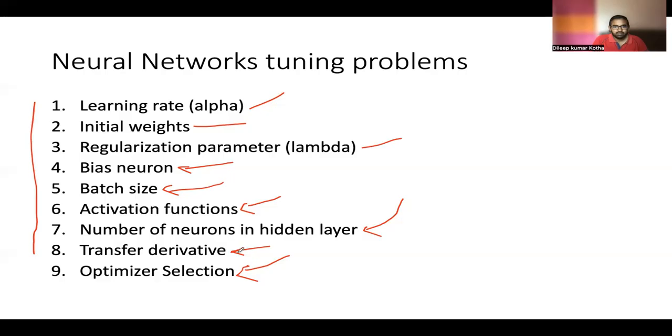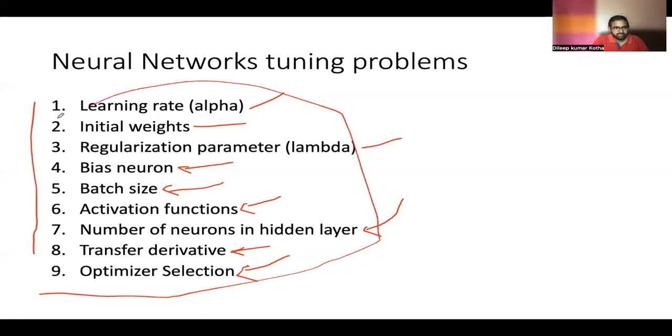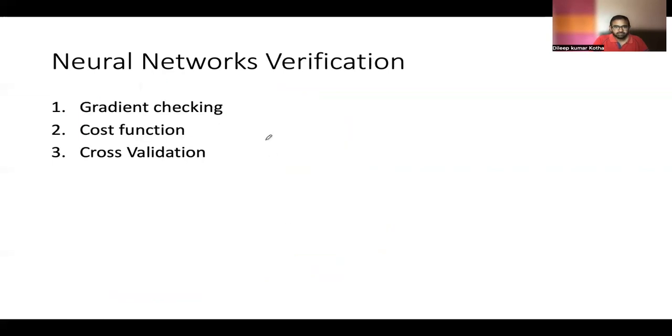Okay, so now these are about the tuning, and how I tune these parameters depends on when I am not getting a good result. So for verification, what did I use? Initially I went with the cost function, to see whether the cost is reducing or not. That way I can be sure that my algorithm is working fine.